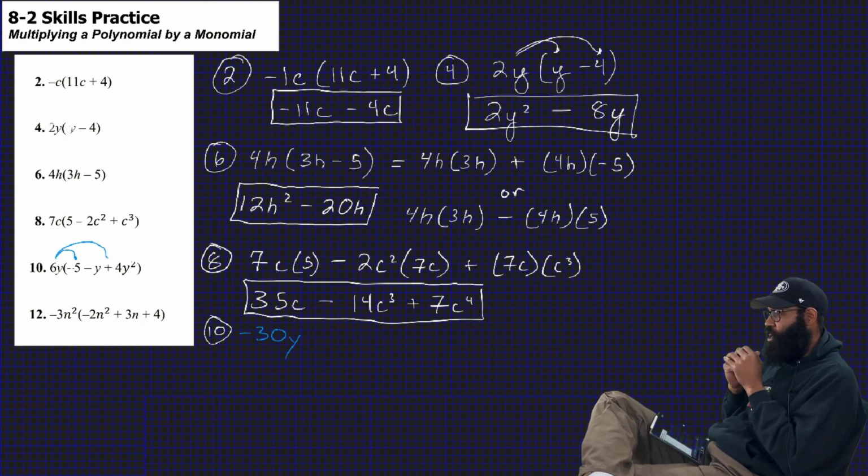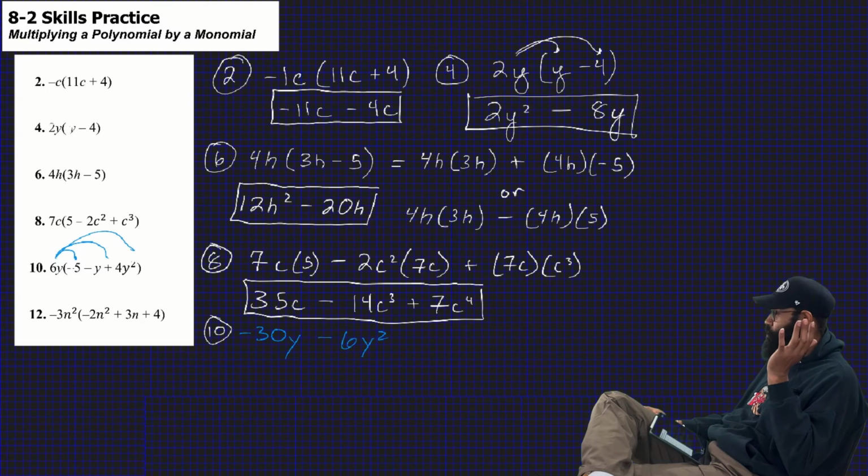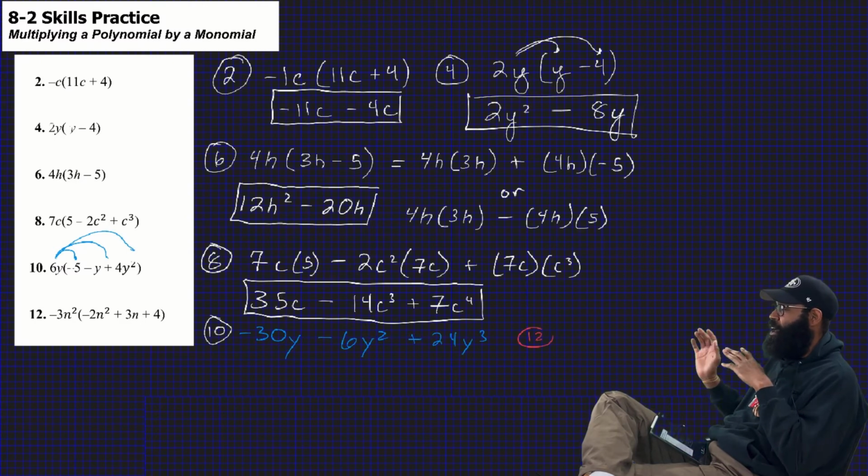Here we go, 6y and a negative 5. So easy enough to see here, right? I'm just doing it. Negative 30y, because 6 times 5 is 30. Negative 6y squared, because 6 times negative 1 gives you negative 6, and y times y squared. And lastly, of course, 24y to the 3rd, because 6 times 4, and y times y squared.